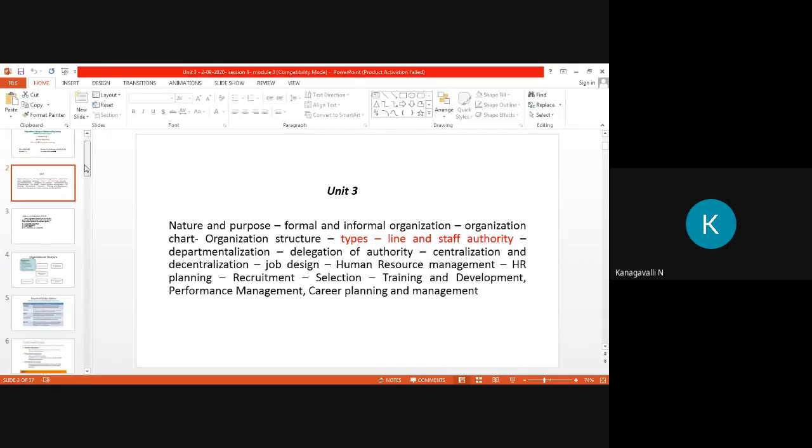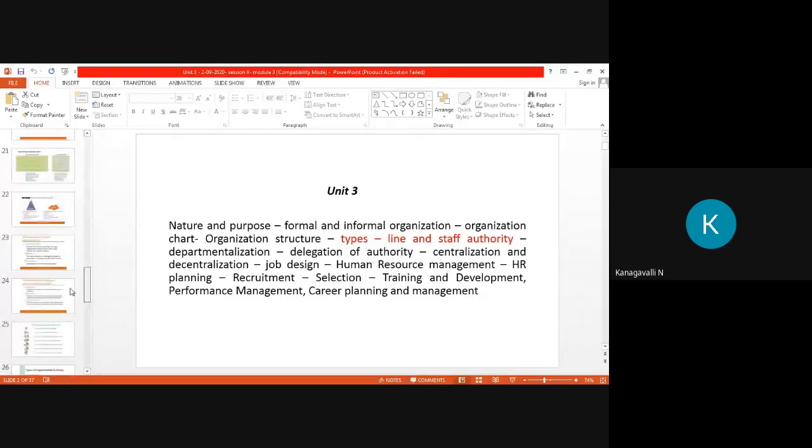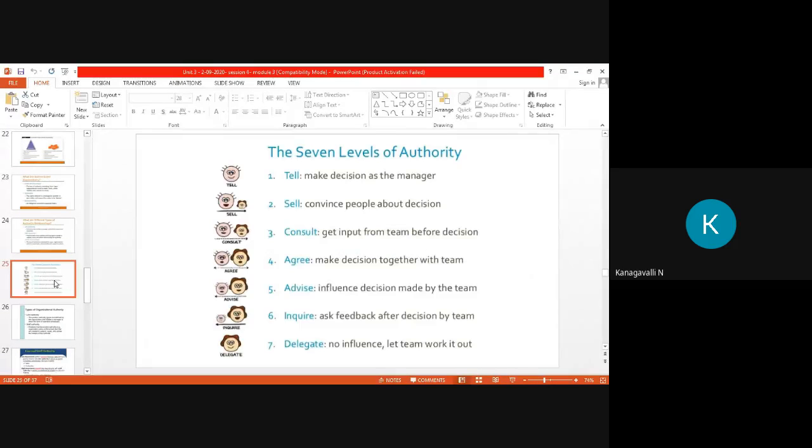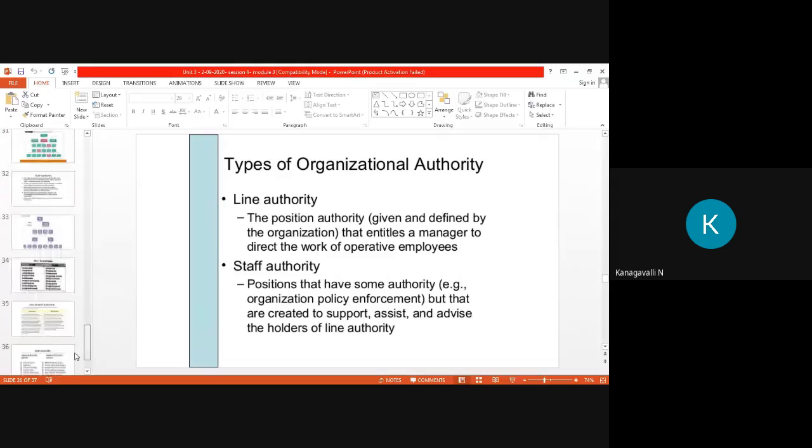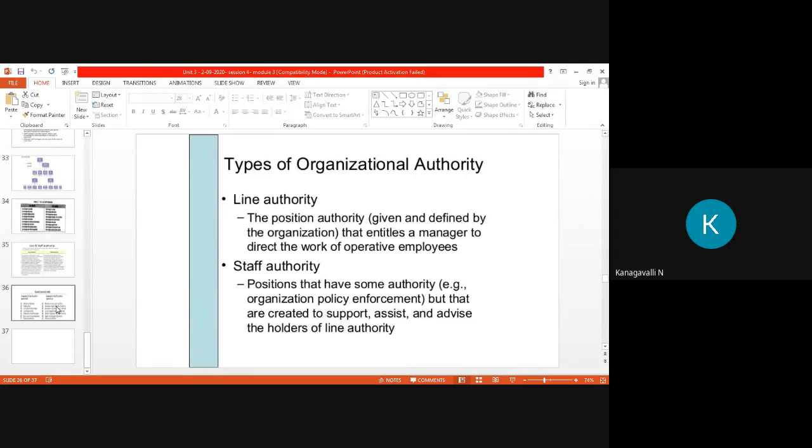In this part, you see that our line and staff authority covers these seven levels of authority: tell, sell, consult, agree, advise, inquire, and delegate. We need to know clearly about these seven levels. Then in the seven levels, we mainly come to our line and staff authority. So I want to complete this line and staff authority.